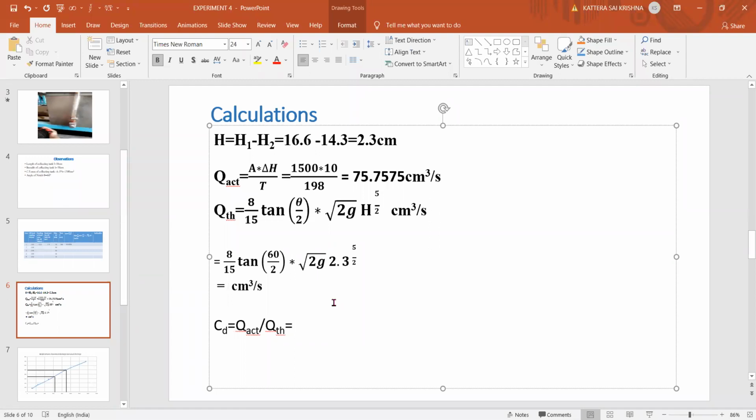Sir, it is H to the power of 5 by 2, sir. Yes, H power 5 by 2. So 2.3 power 5 by 2. Okay, sir. Minus 121 point... minus 109.42. Yes, 109.42. You won't get minus values, Anil. Just check it again. I think this is the right answer only. 109.42.